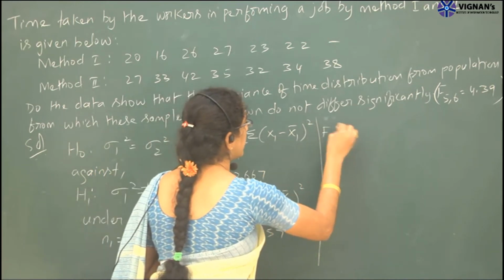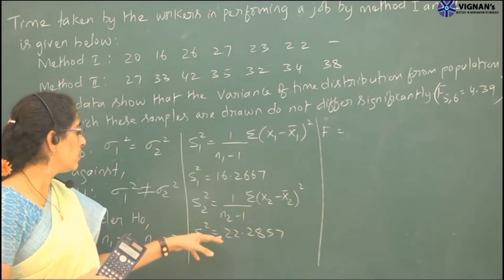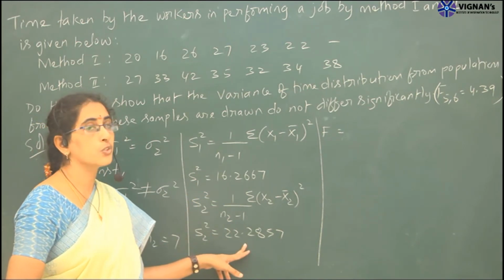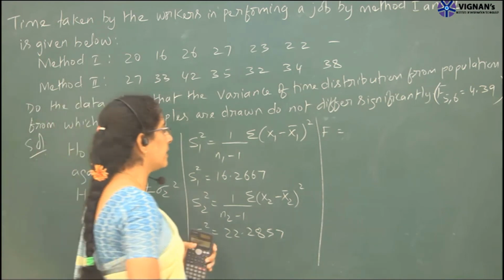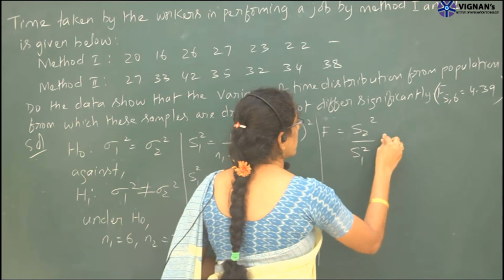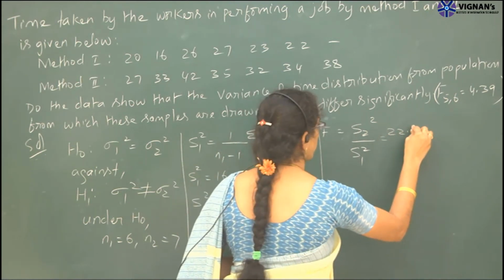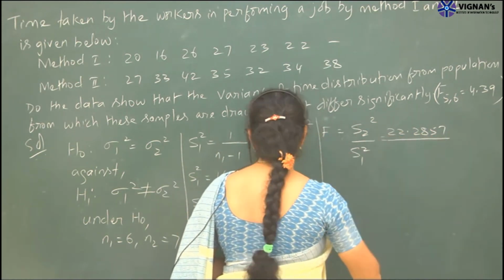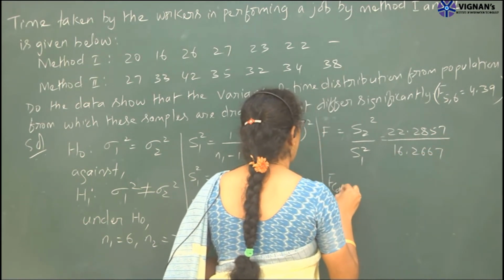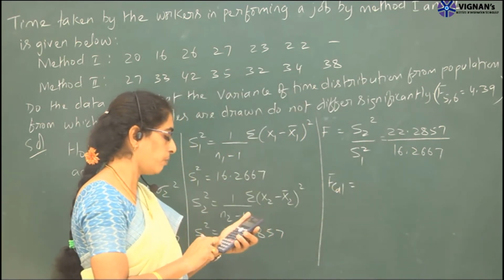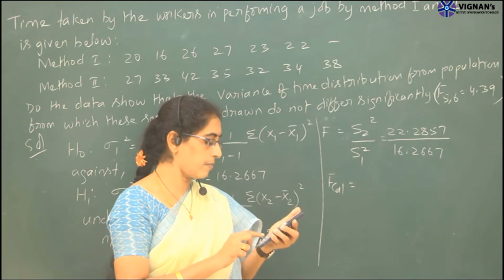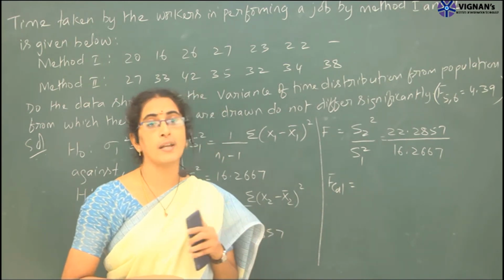Whichever has the greater variance will be in the numerator. So S1 square is 16.2667 and S2 square is 22.2857. That means capital F equals S2 square by S1 square, so it is 22.2857 by 16.2667. So the F calculated value is 22.2857 divided by 16.2667, which is 1.37.